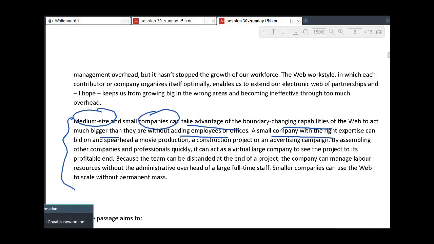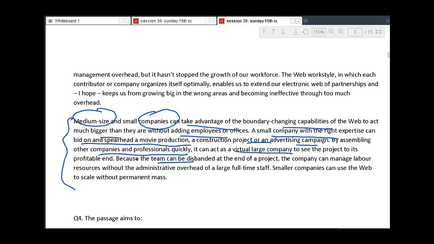A small company with the right expertise can bid on or spearhead a movie production, a construction project, or an advertising campaign. By assembling other companies and profiting quickly, it can act as a virtual large company, correct? Because of the team. So the author has said spearhead means to lead. Spearhead means to lead. So what is basically happening in the passage, people? If I combine all the paragraphs, then can I say that the author is primarily discussing how web style thing can benefit? Isn't it?